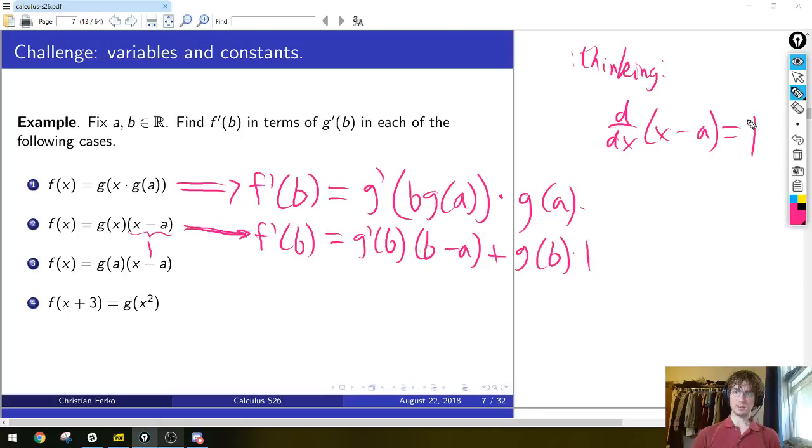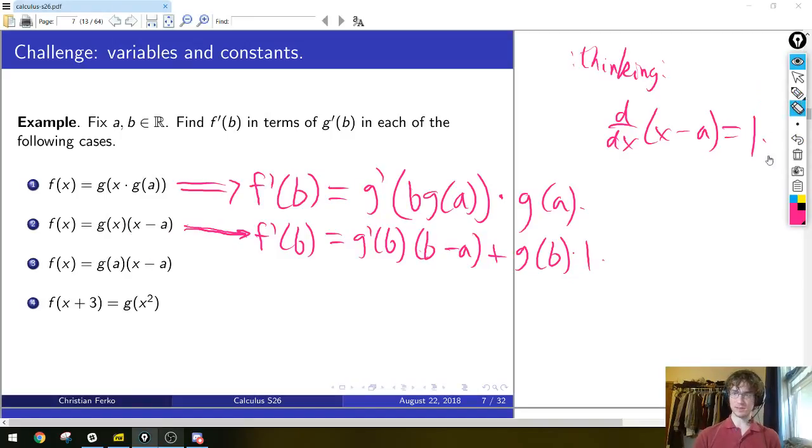Is that because both x and a are constants in this case? No, x is not constant. To the first power. Yeah, so this is the power rule for x. So d/dx of x is 1. d/dx of a, if you prefer a x to the 0, or if you like, d/dx of a is 0. Right? So by linearity, the derivative is 1 minus 0, which is 1. Good. Okay. Let's do the third one.